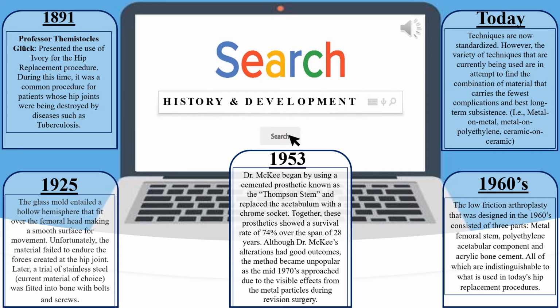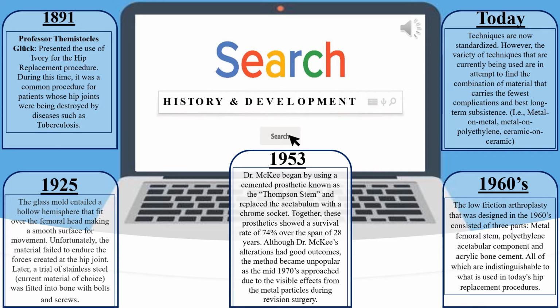Although Dr. McGee's alterations had good outcomes, the method became unpopular in the mid-70s due to the visible effects from the metal particles during revision surgery. So after the span of 10 to 20 years of people who have the hip replacement, usually they need to go back in, readjust, refit, and just make sure that everything in the hip is going okay. So during that revision surgery, they were actually noticing metal particles and fragments that were splitting away from the prosthesis.